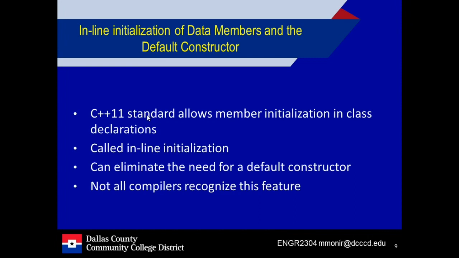And one more important thing, C++11 and onward versions allow member initialization in class declaration. These are known as inline initialization, and these can eliminate the need for a default constructor. Not all compilers recognize this feature. So for the sake of our course, we have to follow declaring the default constructor and a constructor with some parameters.